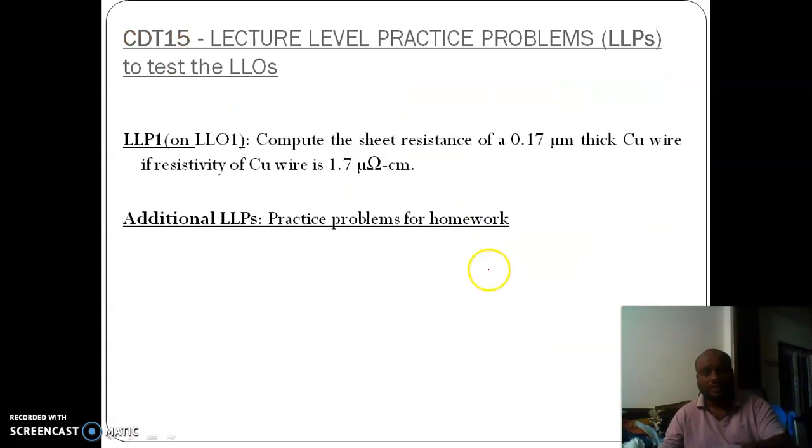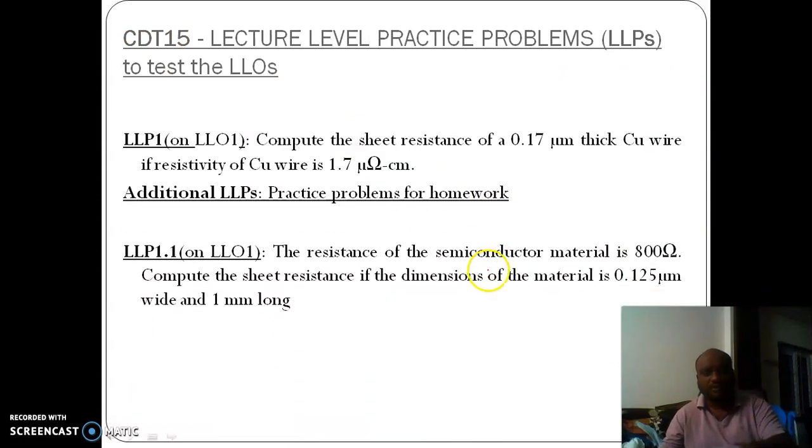Based on this topic, there are a few lecture level questions that have been framed. Please practice these questions for a good understanding.